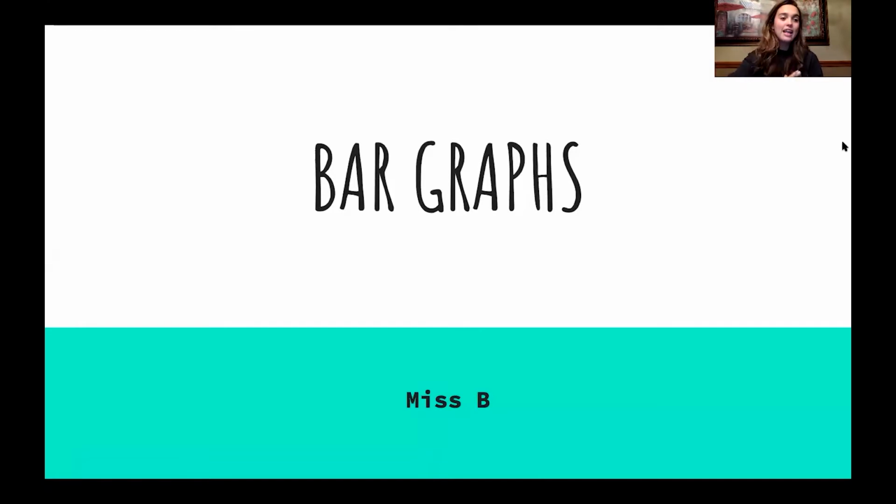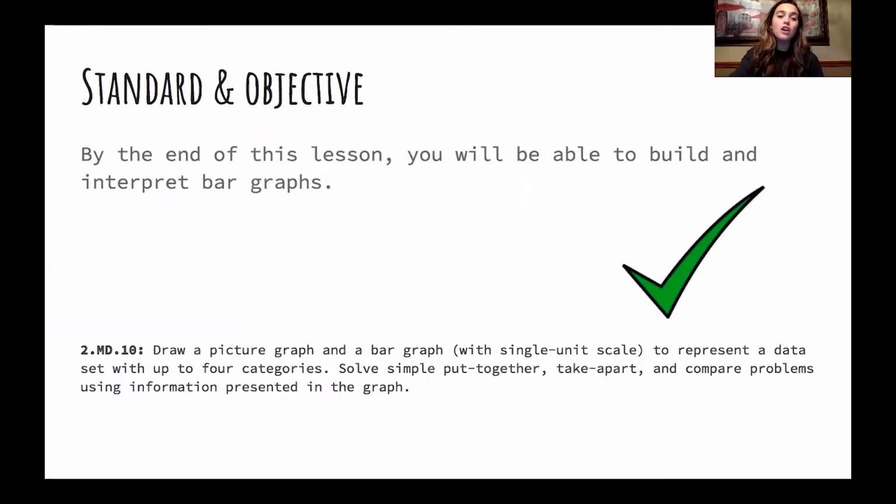So we're gonna go ahead and jump in, and we are gonna go over our standard and objective. At the top, we have our objective, and it says, by the end of this lesson, you will be able to build and interpret bar graphs. So this is our goal for this lesson. We will be able to take data and build a bar graph out of that. And not only that, we also want to be able to interpret bar graphs we see. So if we see a bar graph that someone else has made, we want to be able to read it and get an understanding of what that information is telling us. We'll check back in at the end with this objective, but that is what we want to learn.